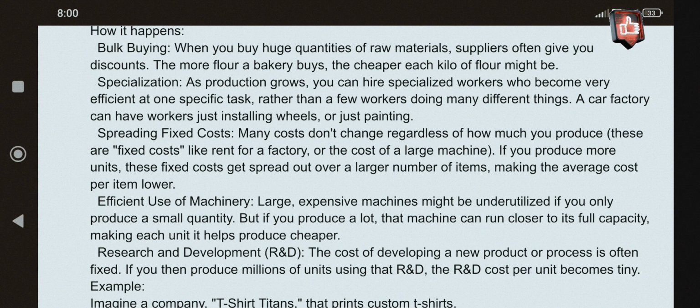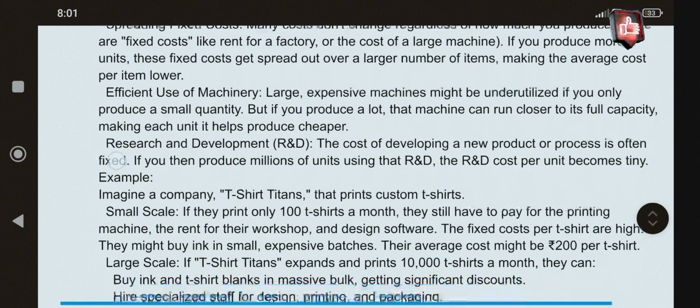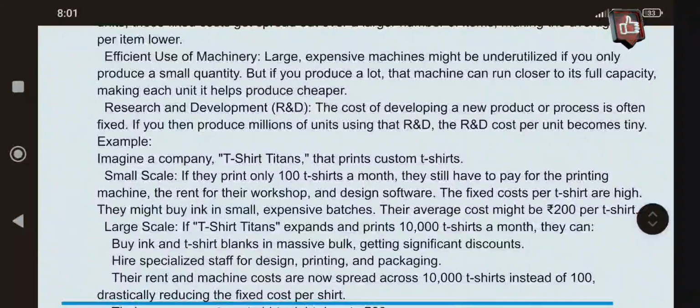Spreading fixed costs. Many costs don't change regardless of how much you produce. These are fixed costs, like rent for a factory, or the cost of a large machine. If you produce more units, these fixed costs get spread out over a larger number of items, making the average cost per item lower.